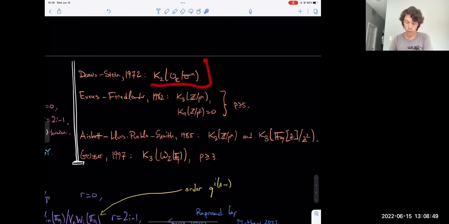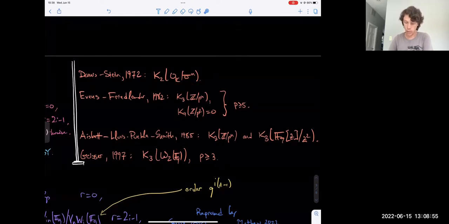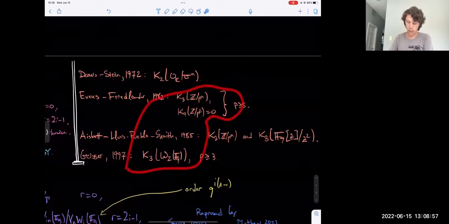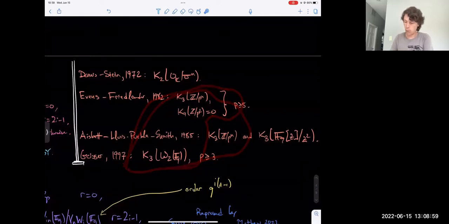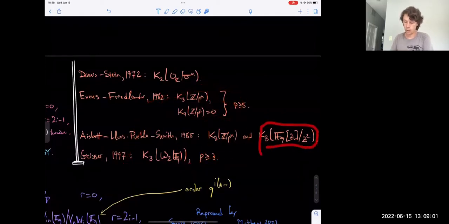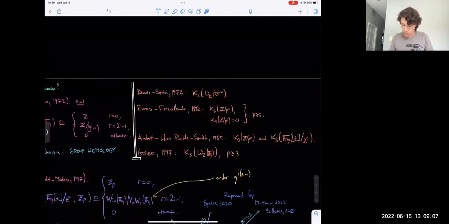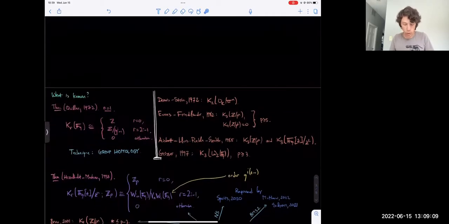And you see that this work of Dennis and Stein was the only work that really considered the general case O_K mod pi^n. The rest of these are either in the unramified setting, or in the equal characteristic setting, or really the F_p-algebra setting. So that's what was known using the classical group homology techniques that you might learn about when you first start to think about algebraic K-theory.